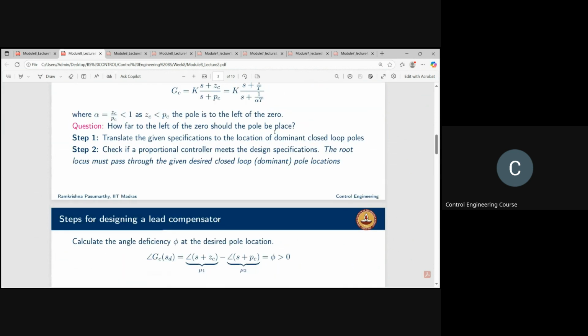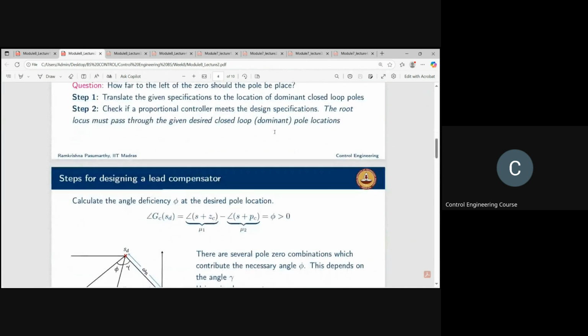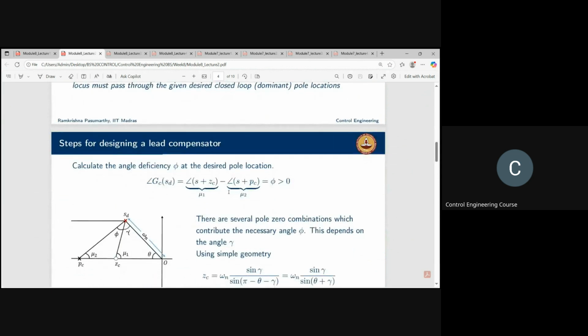So see, the thing is, you want the angle of G plus the angle of GC to add up to negative 180. Correct? Yeah, if the angle of G already adds up to negative 180 at the given SD, then you are done. A simple P controller will do.